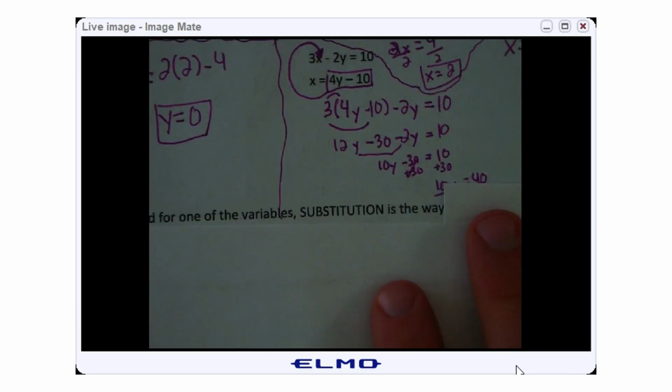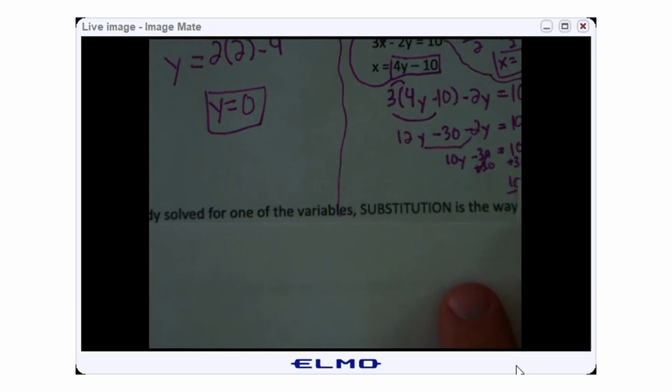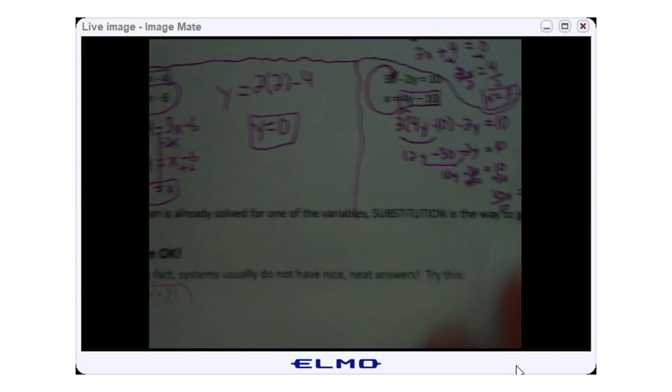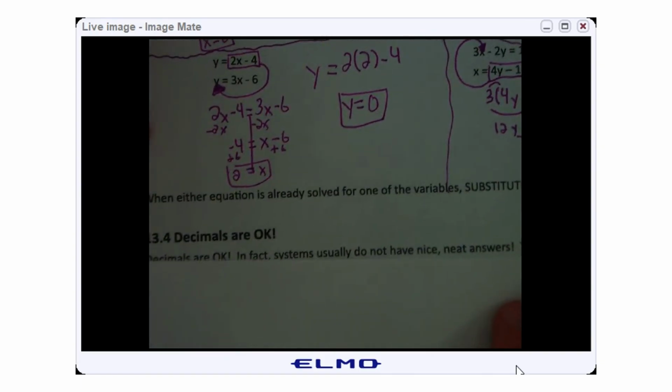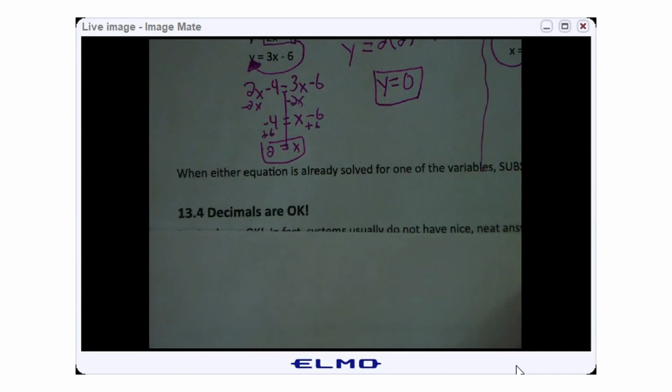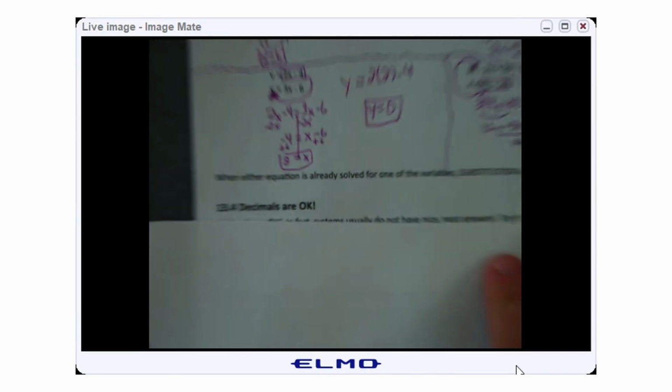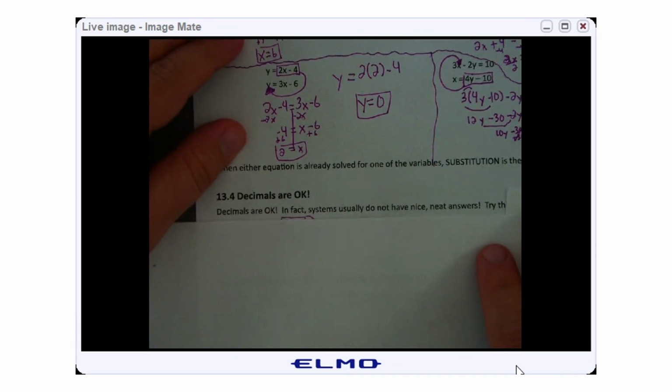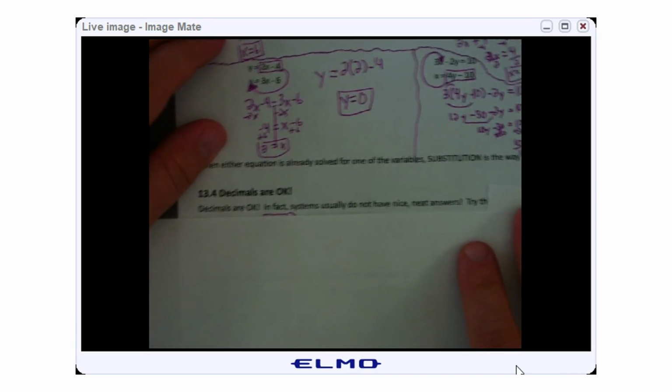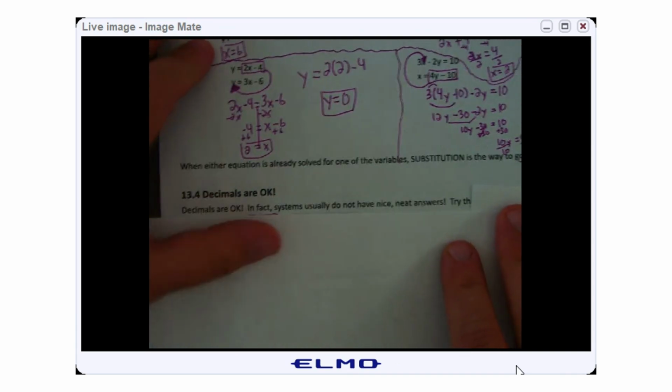For this bottom one, this 13.4 here, it says decimals are okay. We're going to zoom out a little bit. It says decimals are okay. In fact, systems usually do not have nice, neat answers. Try this. So we have an equation.